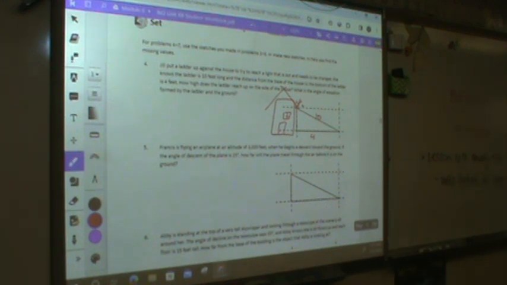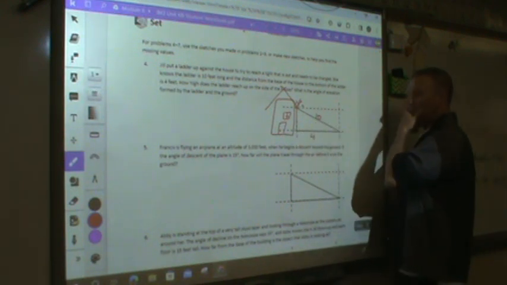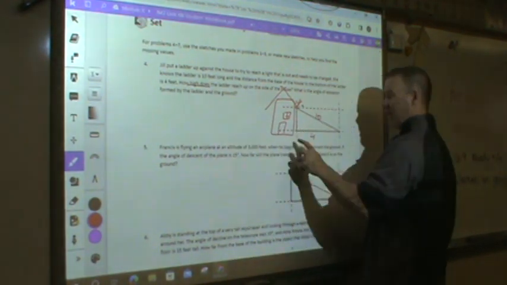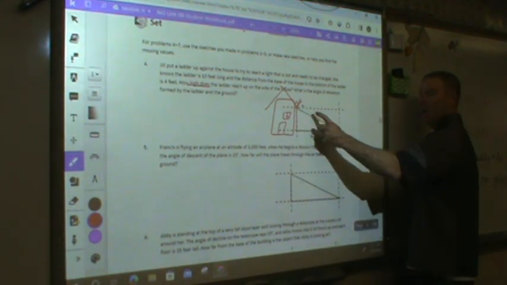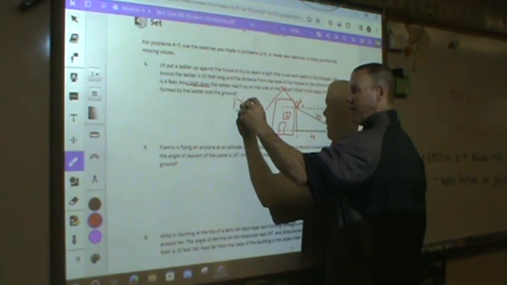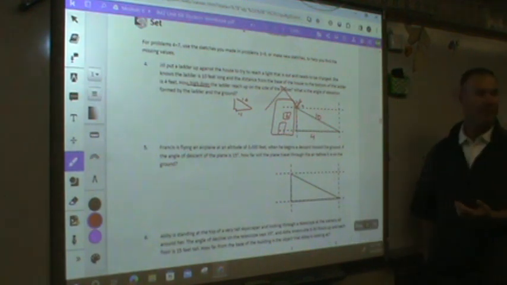How high does the ladder reach the top of the side of the house? What is the angle of elevation formed by the ladder and the ground? So really, the first thing it wants to know is how high the ladder reaches up the house. Well, this is a right triangle. If you focus solely on the triangle right here, this is a right triangle. You have 4 and 10. How can I find a third side?